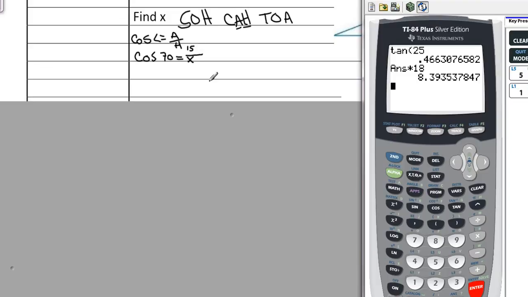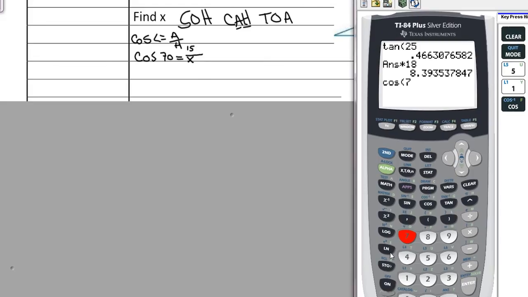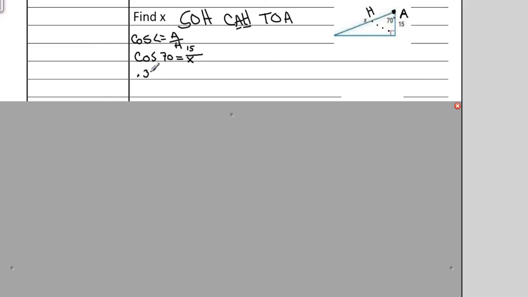Okay, now I'm just solving for x, and I need to figure out what the cosine of 70 is equal to. So I press cosine and 70, and I see what value that holds. And that's going to equal 0.3420, which equals 15 over x. And again, I'm cross multiplying, so I'm going to put 0.3420 over 1, because every number can go over 1 and still hold the same value.